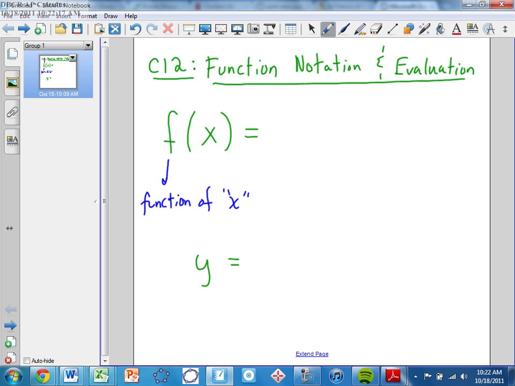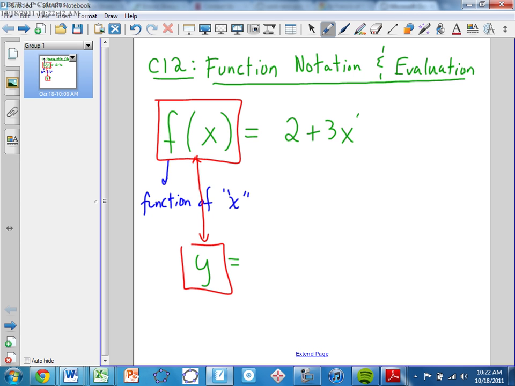It is important to know that, because later on we're going to make a correlation that these are the same. f of x and y are the y value, or the dependent variable. Remember that the y value is the dependent variable because it's on the vertical axis. Now, if we were to write some function like 2 plus 3x to the fourth minus 5x, this function f is defined by this expression.